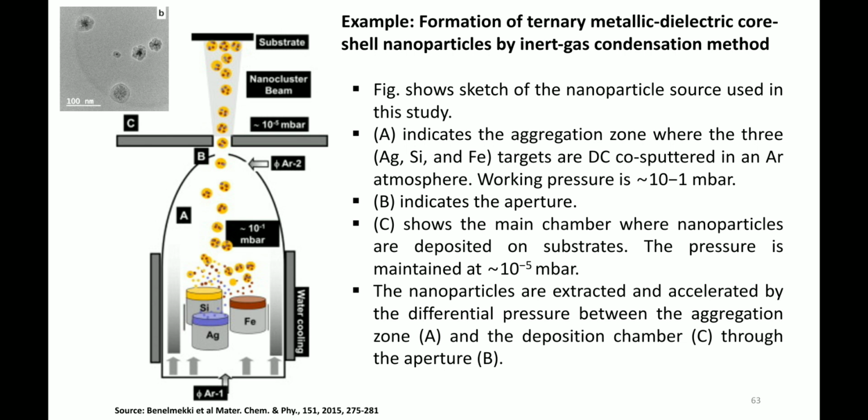So as far as the synthesis is concerned, we are trying to understand how they have used the inert gas condensation method to prepare the ternary metallic dielectric core shell nanoparticles, okay. So core shell is a special type of nanoparticle where you can see that it has a core inside and a shell on the outside, okay.